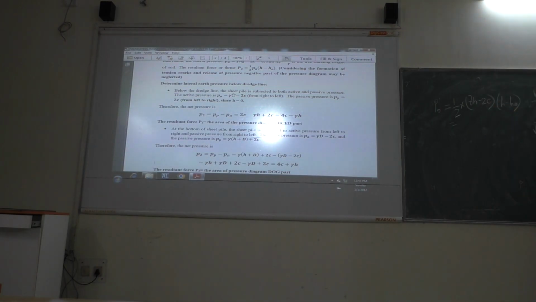Now you should understand there will be two parts. One is up to this, below the dredge line. I am talking about below the dredge line. One is above this point, another is below this point. Above this point, the retaining sheet pile wall is moving this side, from right to left. So for this part, active on this side, passive on this side.